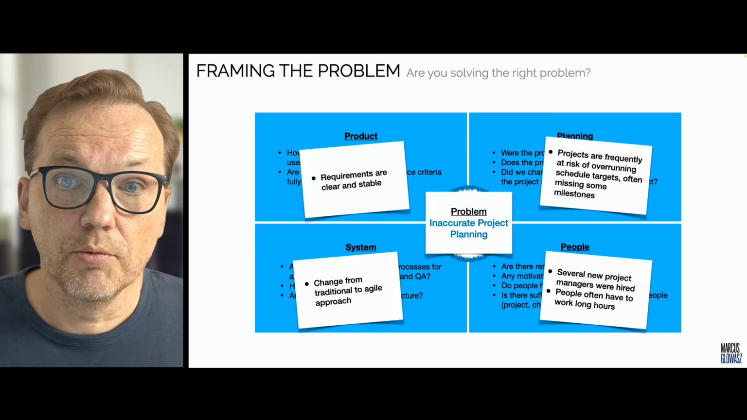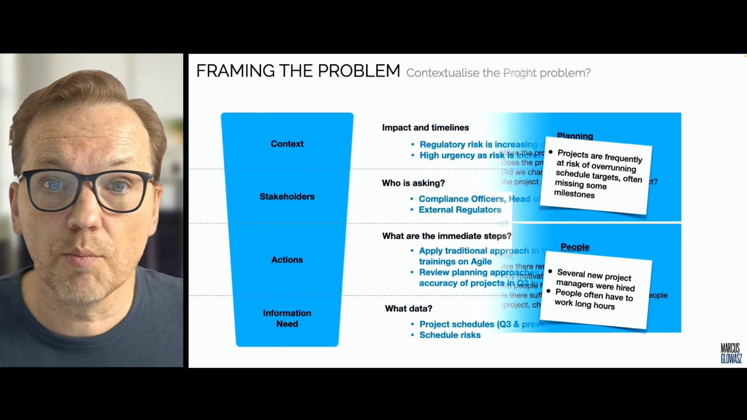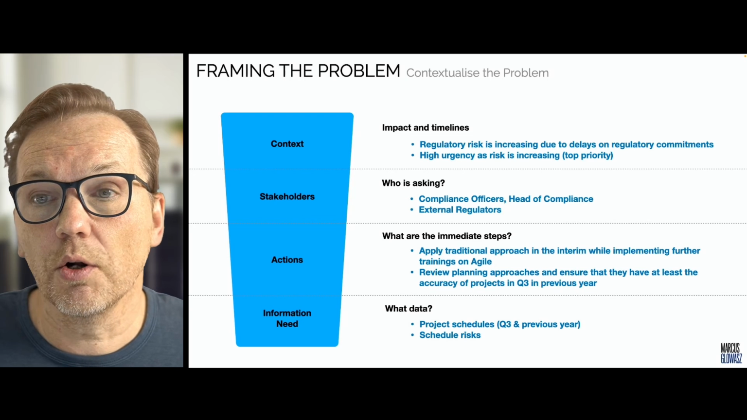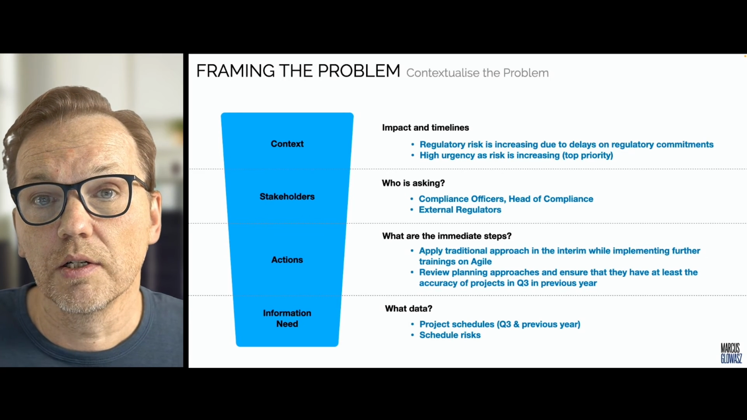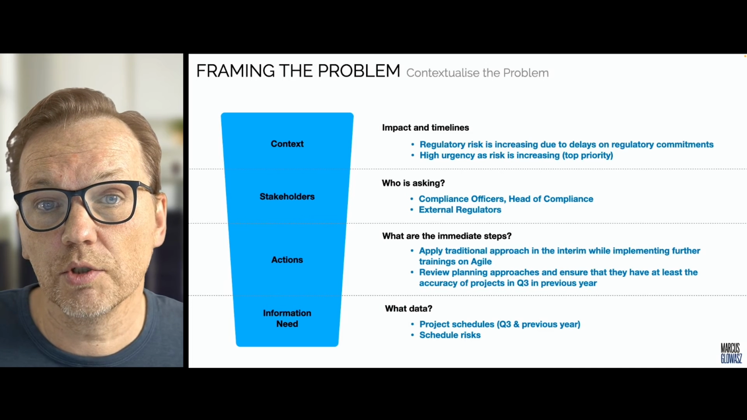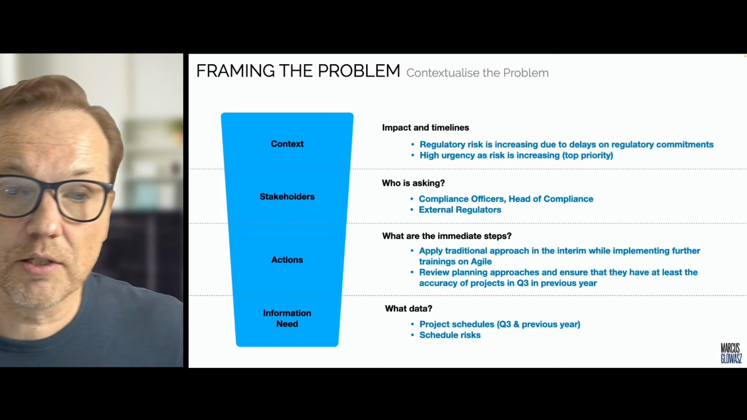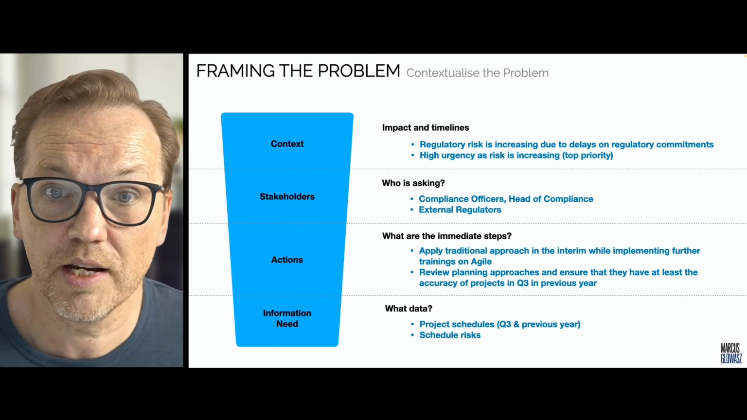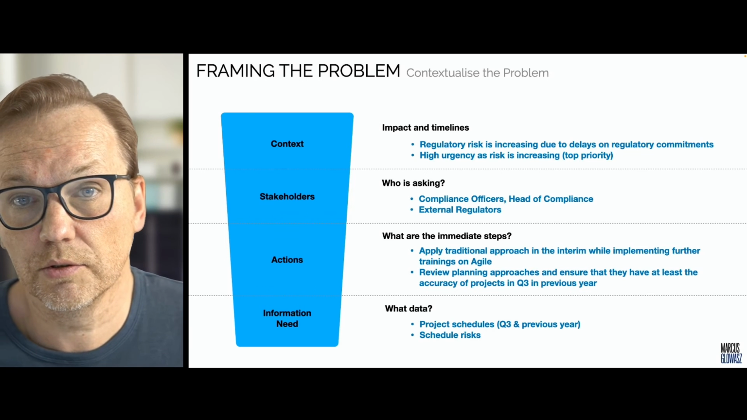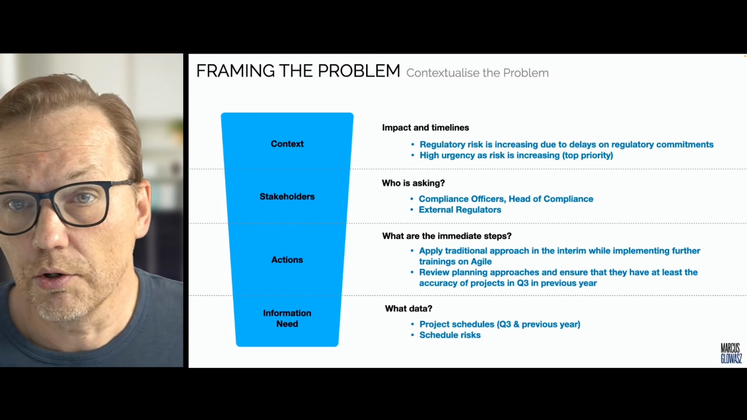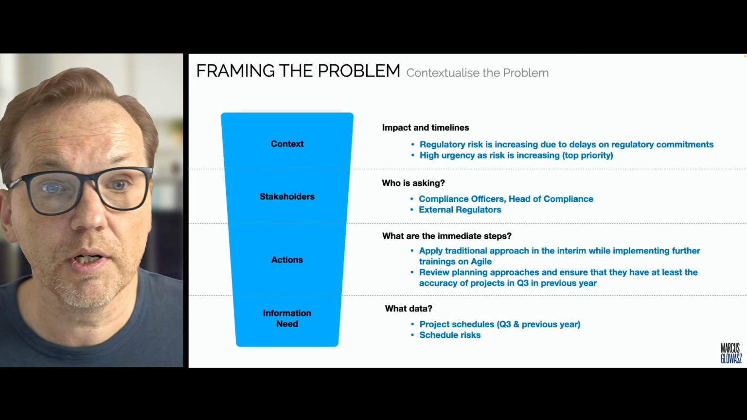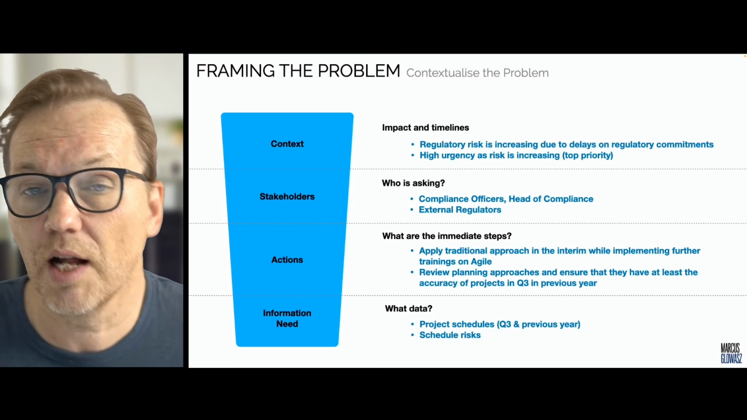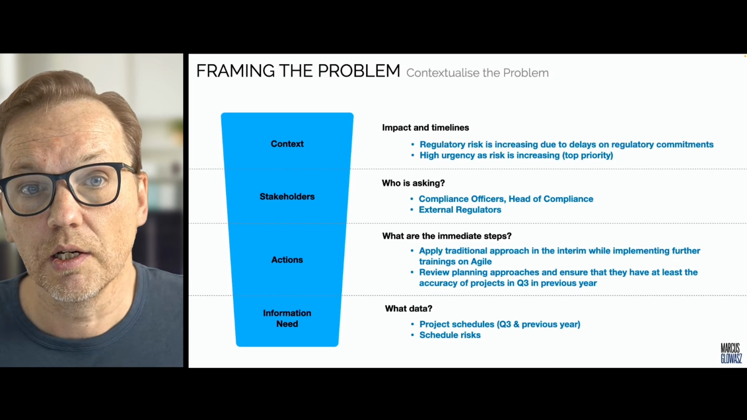And here we take that further and get some more context, right? To also have some more defined actions and ultimately also know what kind of data we should look at to analyze that further and come up with a solution and a decision in the end. So in terms of the context, we heard already before that there's a regulatory risk which is increasing, and that is due to the delays on regulatory commitments because we have to rework the software. We're always running a little bit behind. So that ultimately means also that we have some high urgency to get it resolved.